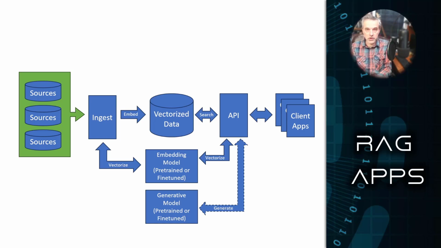Then the generative model analyzes that data based on the original query and returns a result. That's where it attempts to generate something for the user, such as answering a question based on that data, and that ultimately gets returned back to the client application.